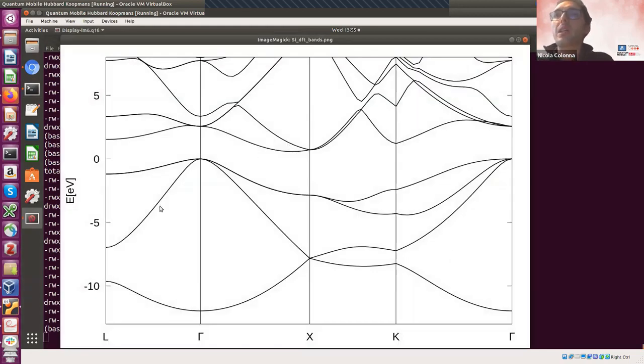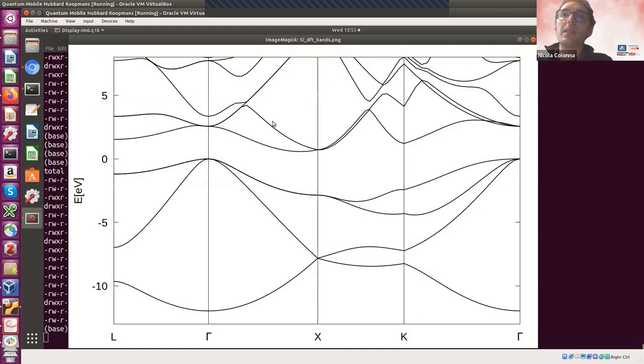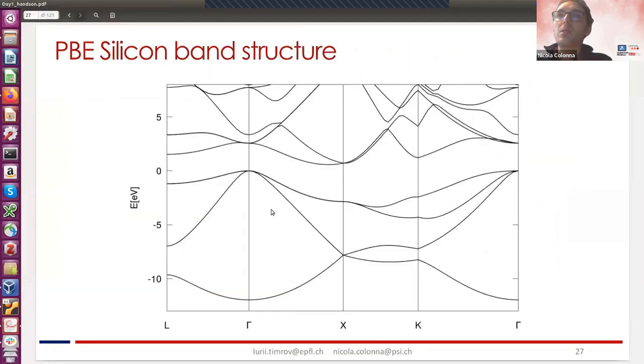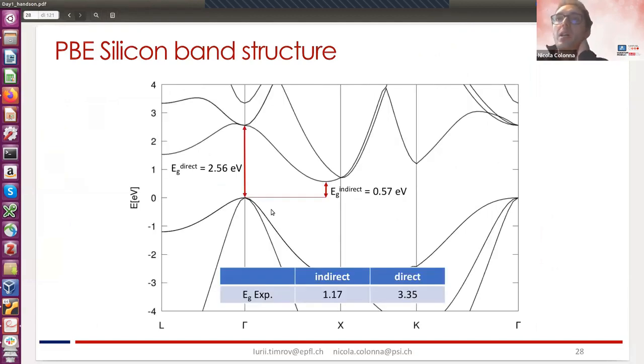And this is the outcome of the calculation. So you see, we were able to generate this plot I showed you at the beginning. So let me go back to the presentation and discuss a bit. This is now the result of your calculation. This is the band structure of silicon with PBE. If I zoom in, we can now inspect some of the basic properties I was discussing.